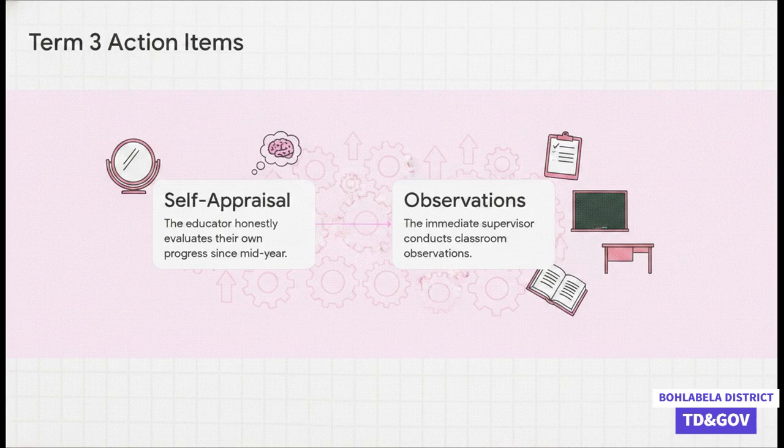Second are the lesson observations. This is where your immediate supervisor steps into your classroom to see you in action. Together, these 2 steps form a completely non-negotiable foundation for keeping your QMS cycle on track.